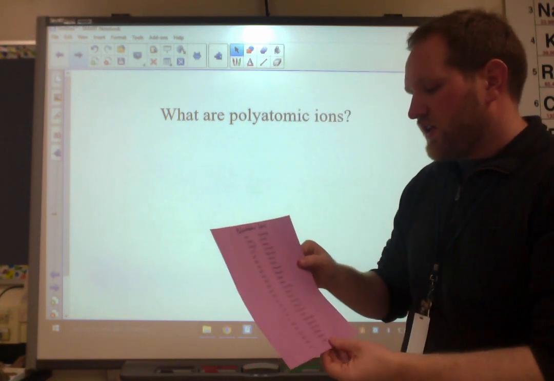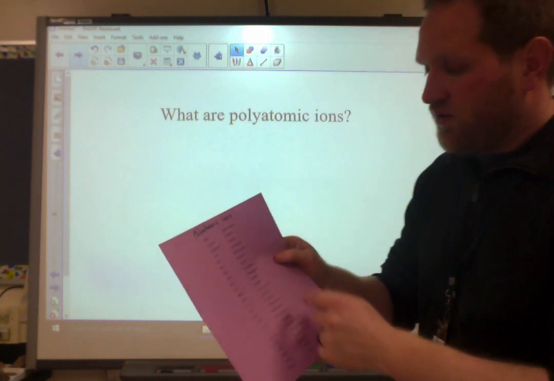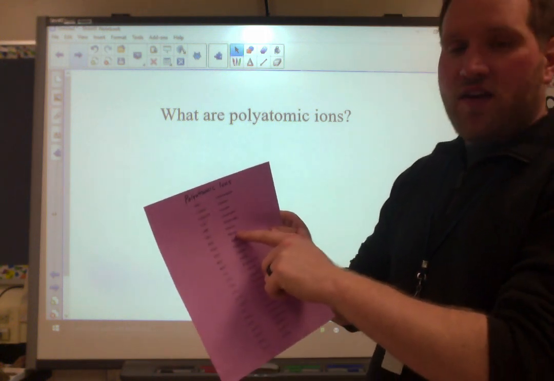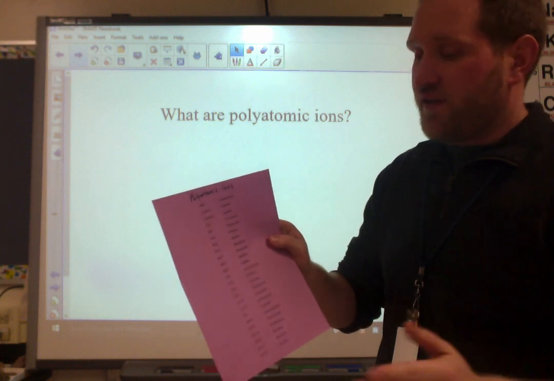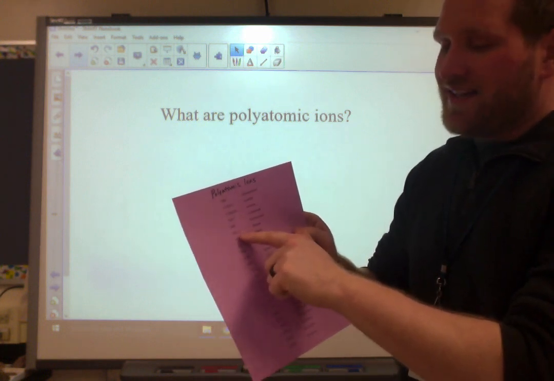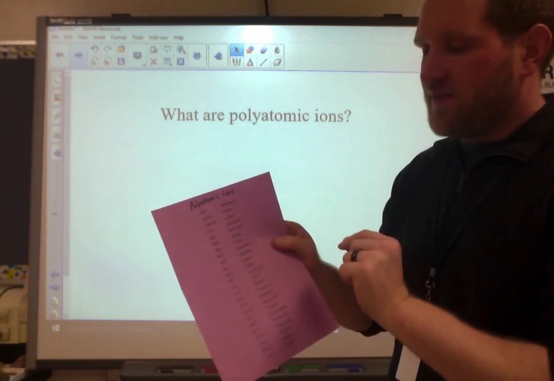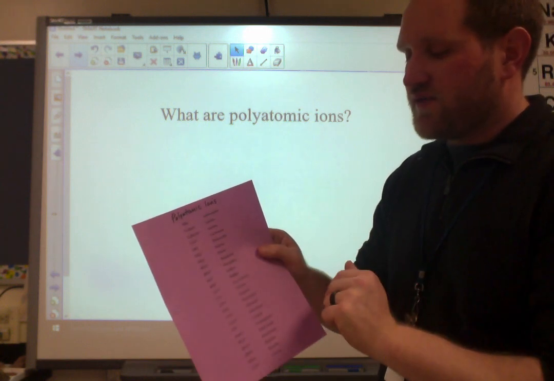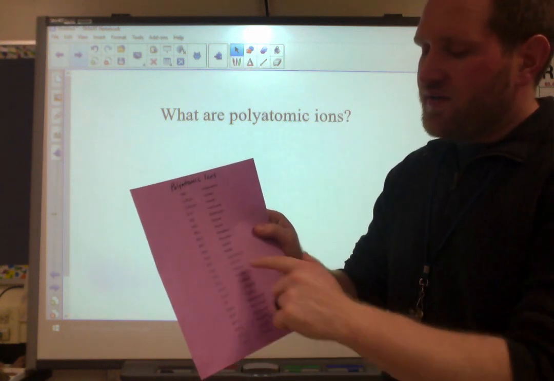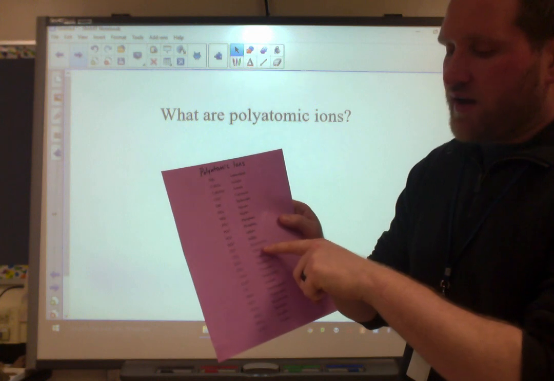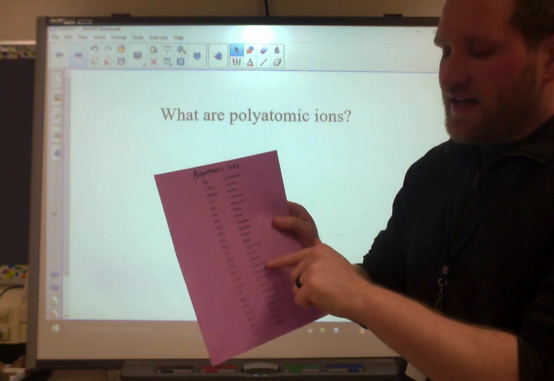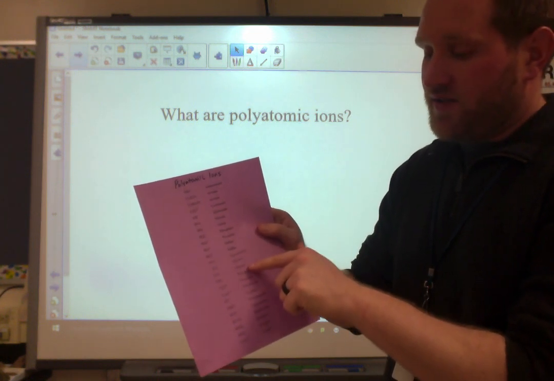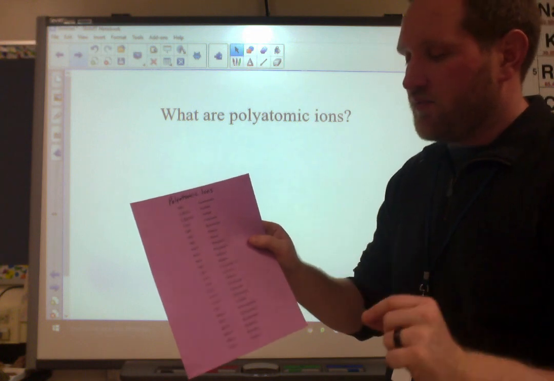Be careful with certain spellings, like for example, nitrate and nitrite. Very similar in spelling, but very different. The difference is from ate to ite, you drop one O but keep the same charge. Same with phosphate, phosphite, sulfate, sulfite. You even see it down here with hypochlorite and chlorite, then chlorate and perchlorate. So the ite and the ate have a different number of oxygens.